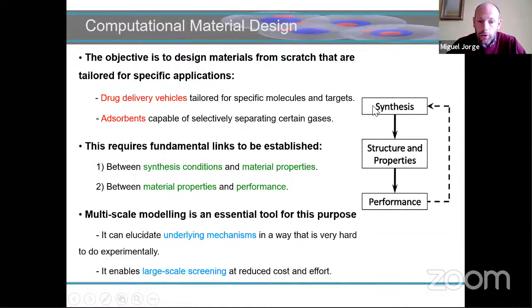So this talk is going to be about the first link here. Of course, the aim of my group's research is to use models to help inform this understanding and help guide experiments in synthesizing and discovering new and better materials.